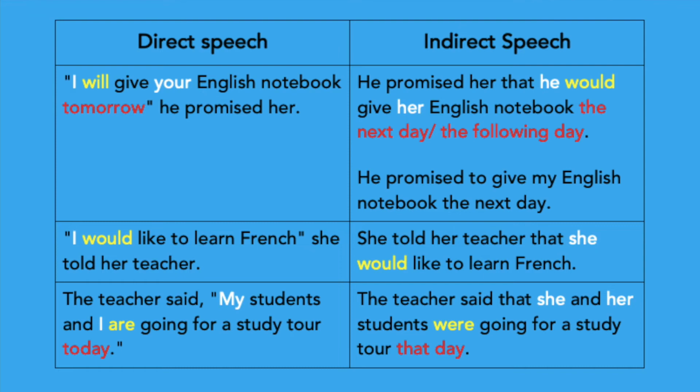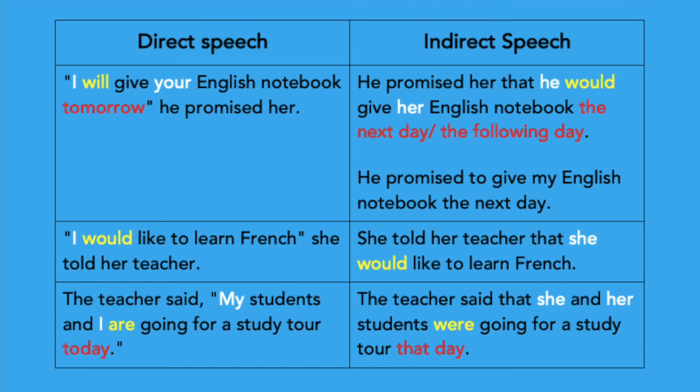So the answer is he promised her that he would give her English notebook the next day or the following day. Now with the verb promise, you can also make the sentence like this. He promised to give my English notebook the next day or the following day. This is the special use of the verb promise using to plus an infinitive verb. That's also correct. Now let's see the next sentence.